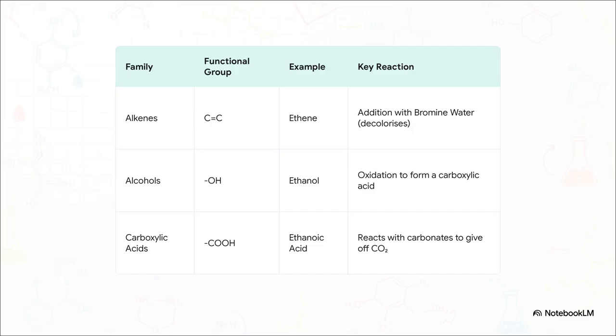Alkenes with their C double bond decolorize bromine water. Alcohols with their minus OH group can be oxidized to form carboxylic acids, and those carboxylic acids with their minus COOH group will react with carbonates to give off CO2. If you can master this table, you've mastered the core of this topic.